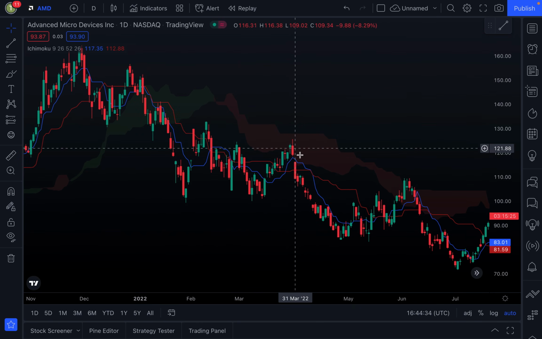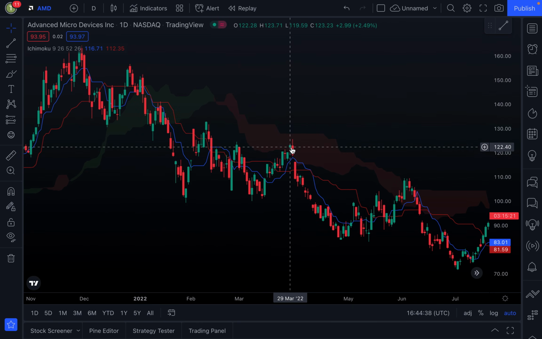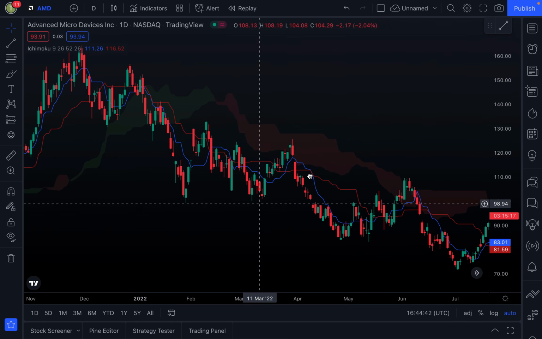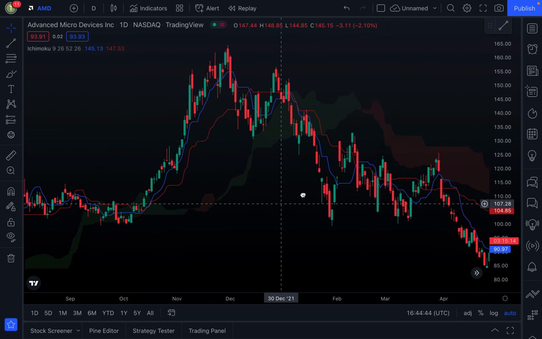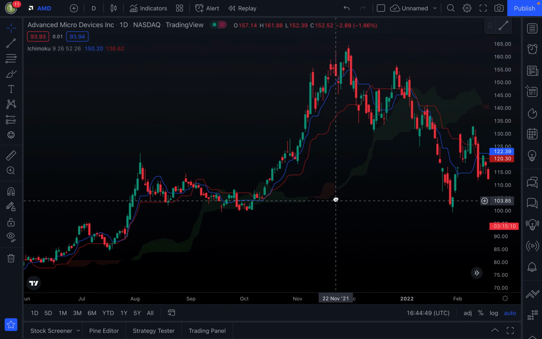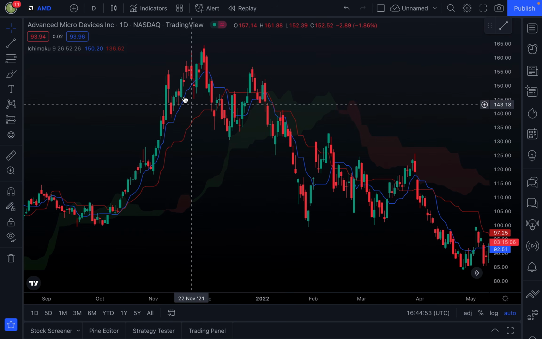And then what happened? Then it started to act as an area of resistance. When it pulled back to the cloud, notice again it acted as resistance, couldn't break, and then again it pushed back down. So the Ichimoku cloud will, a lot of the time, serve as an area of support and resistance here, guys.